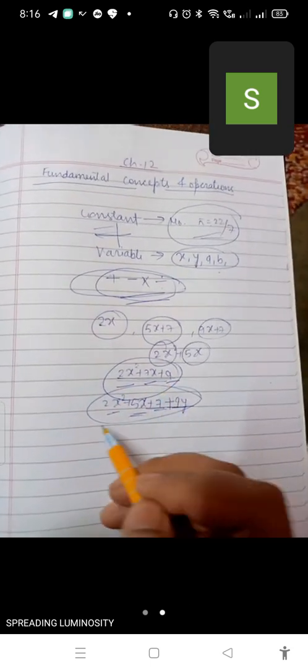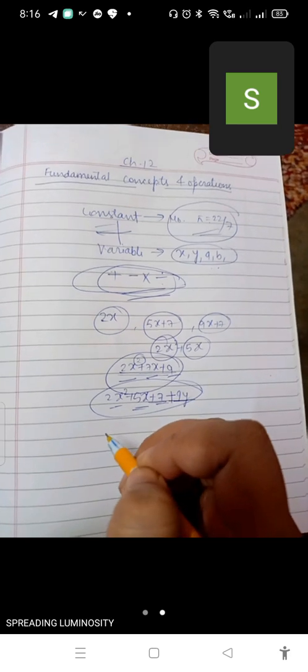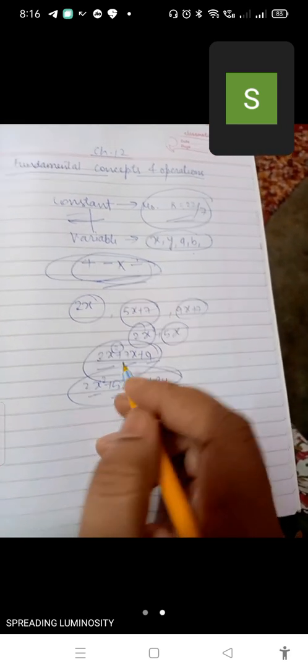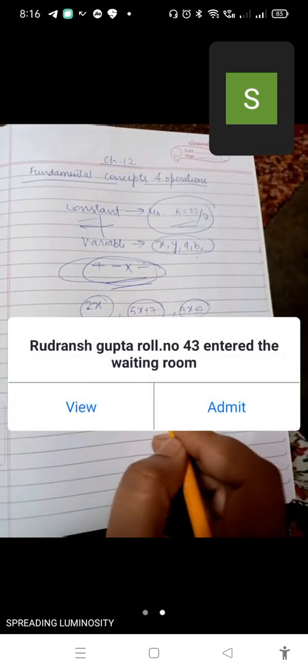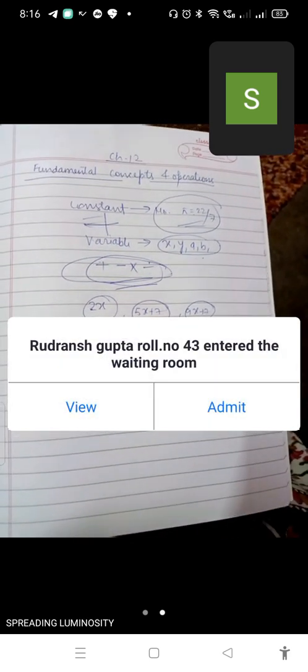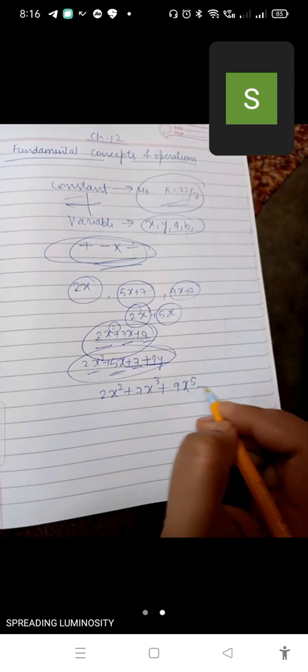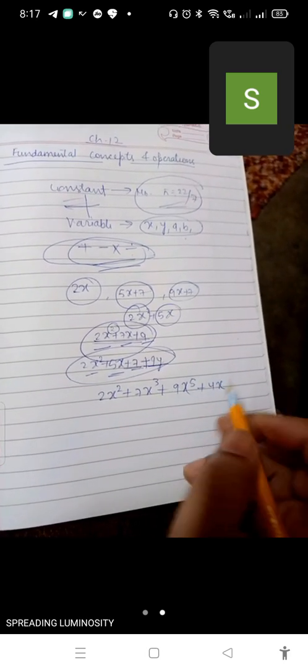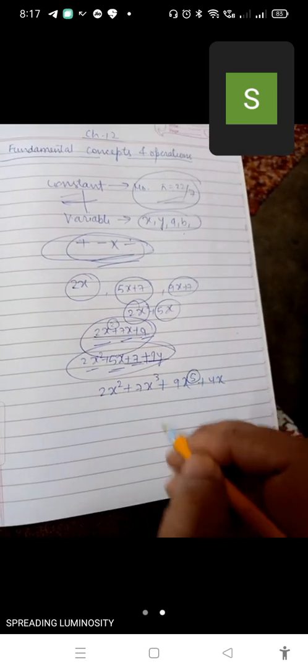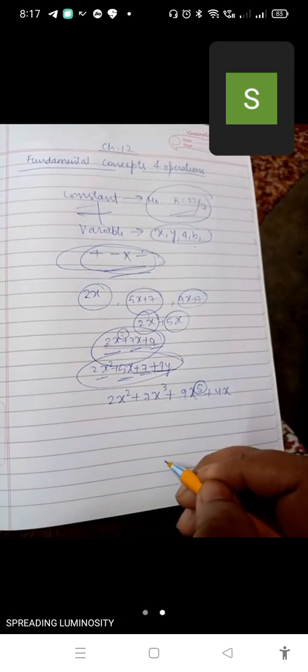But before beginning the exercise, one more term, degree of the polynomial. The highest power of the polynomial is called its degree. If this type of expression is given, its highest power is 2, so the degree is 2. If the expression is given 2x square plus 7x cube plus 9x raised to power 5 plus 4x, highest power is 5. So its degree is 5.